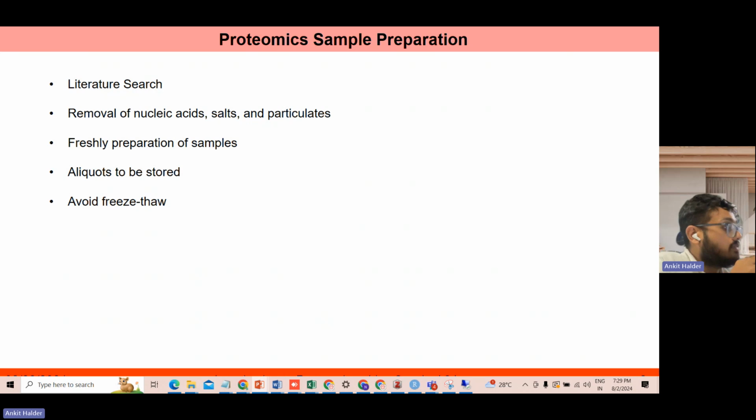The third important thing is the fresh preparation of samples. This is very, very important when we are dealing with protein samples, because proteins can denature and can crystallize and form crystals. That's why, whenever you take samples, be it clinical samples, bacterial samples, or any kind of plant samples, it is always advisable to have freshly prepared samples and do the preparation on ice, in cold conditions, that is at 4 degrees C.